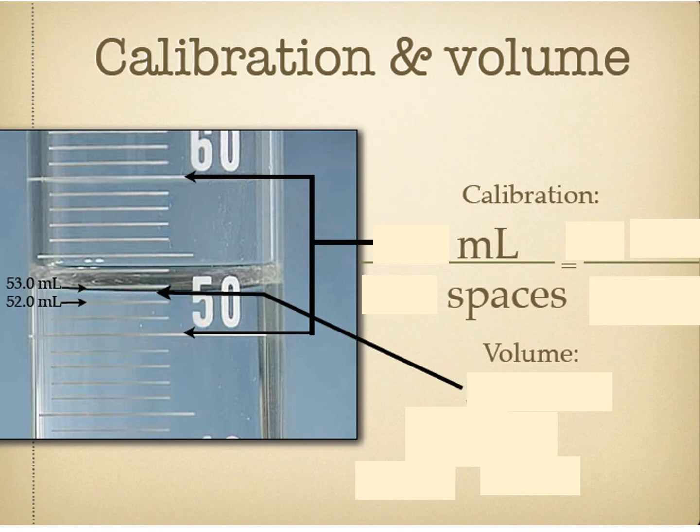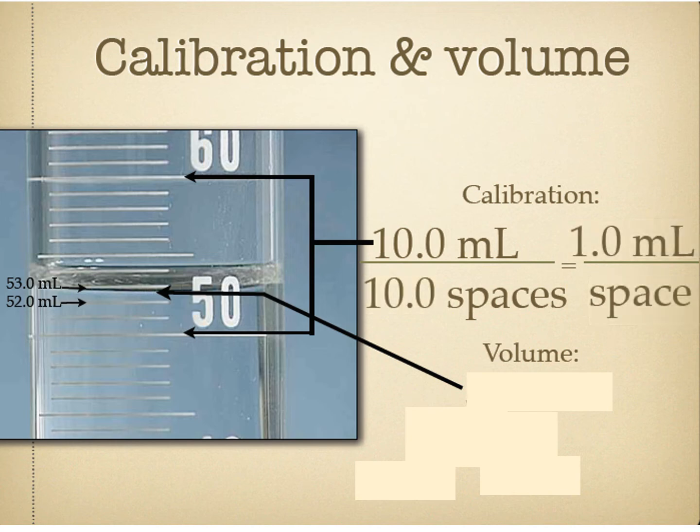Calibration the same way. You take two numbers and you divide by how many spaces there are. So I took 50 and 60, subtracting is 10, divided by 10 spaces. So in this case, it's 1 milliliter per space. You can see the bottom of the meniscus is just underneath that 53. So it's going to be between 52 and 53. And it's closer to the 3 line, so we're going to say 52.8 milliliters.